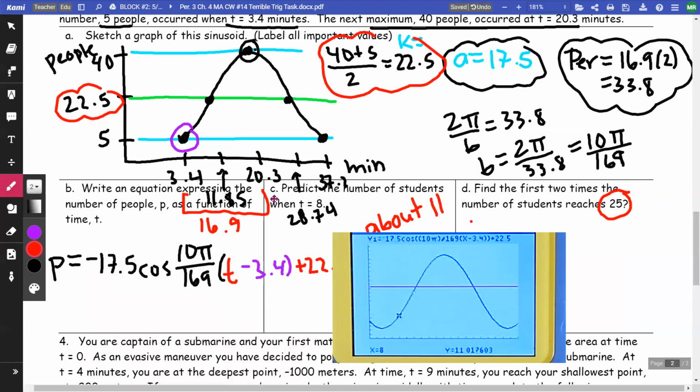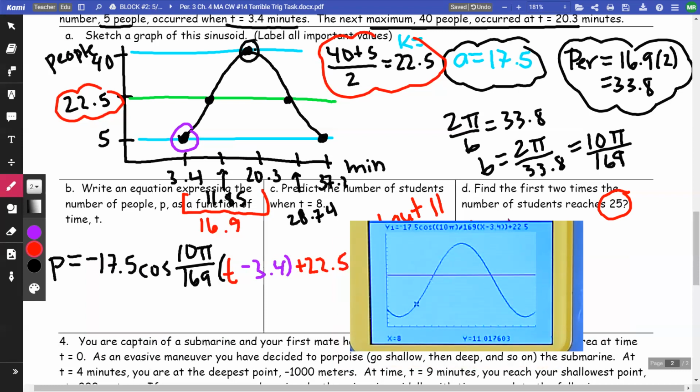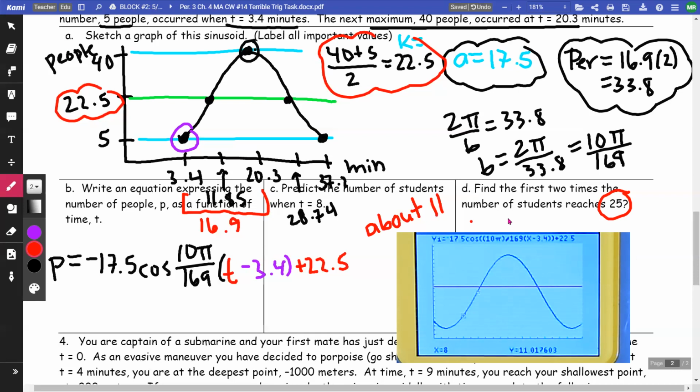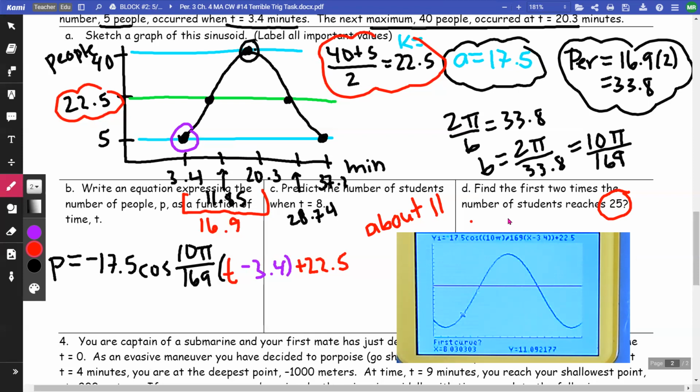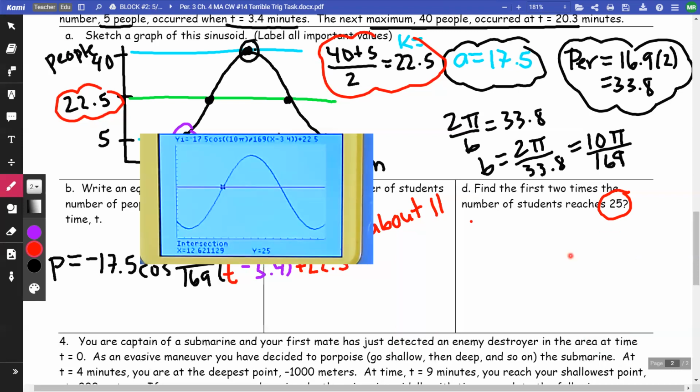Now, the next one that we want to do is figure out when it is at 25, the first 2 times. So the first time would be here, the second time here. So I want points of intersection. So I'm going to do second and calc again. I'm going to go down to number 5, which was intersect. I'm going to jump up to the line and arrow over here to find the first time. And you're going to hit enter 3 times: once for the first, once for the second, and again after this. And it's going to say 12.62. So let's say 12.62 minutes.